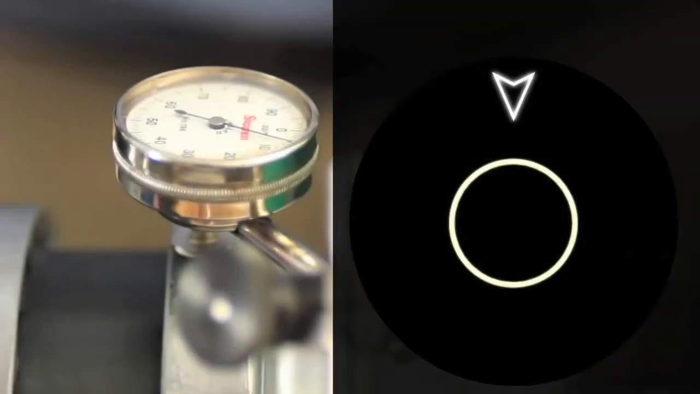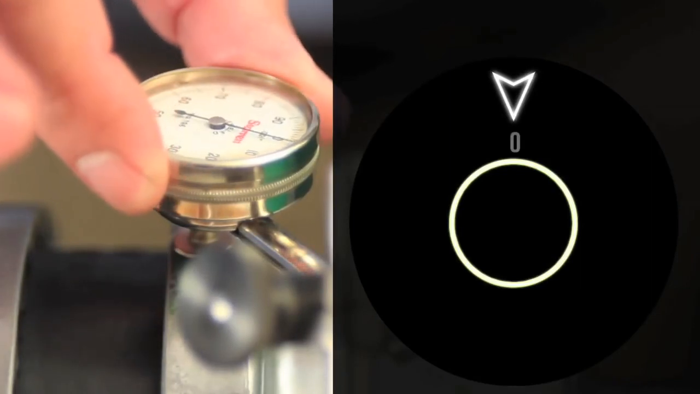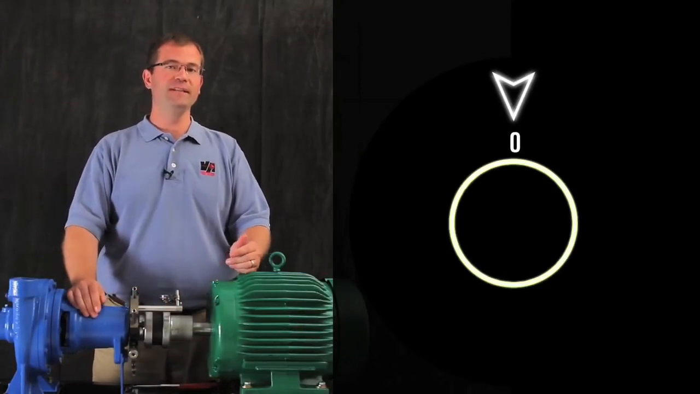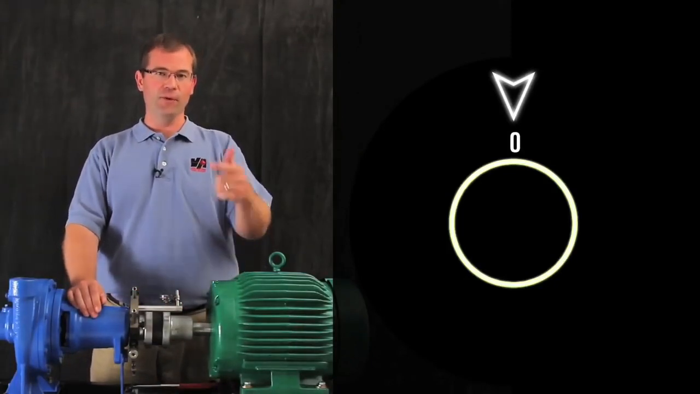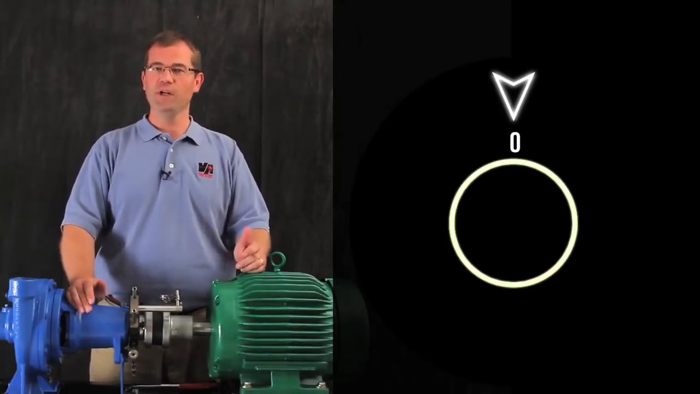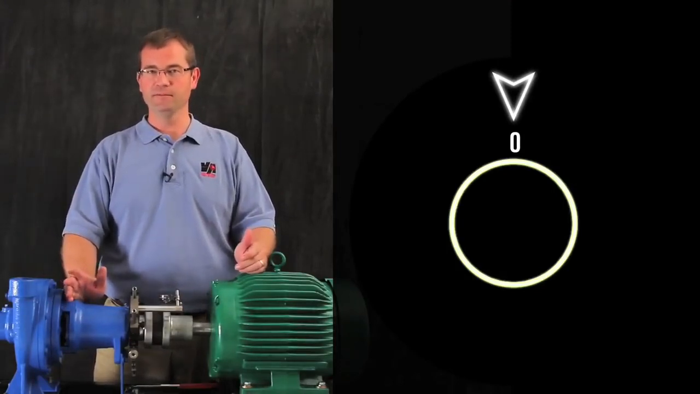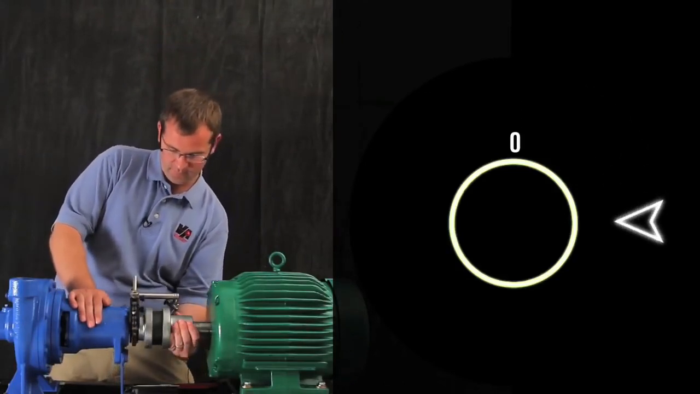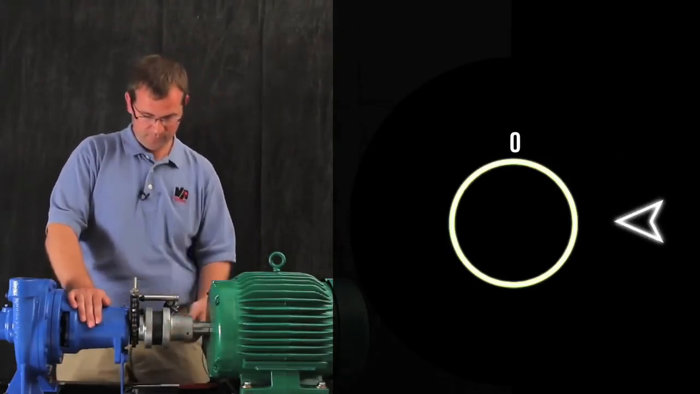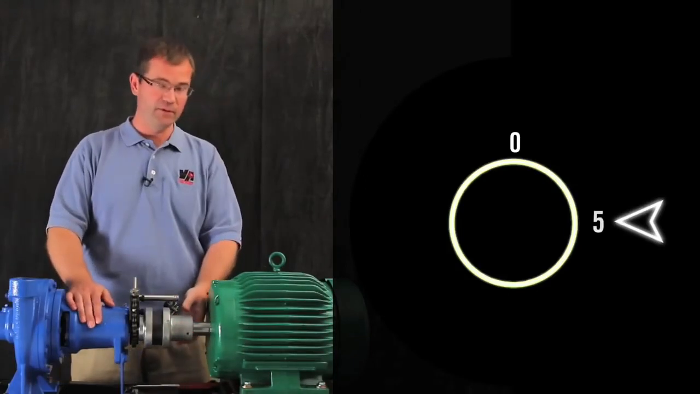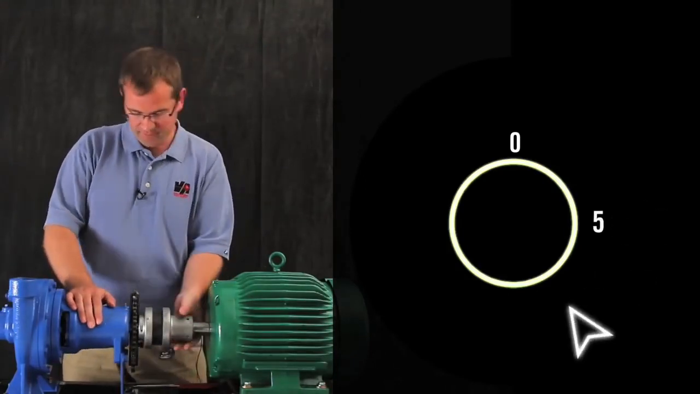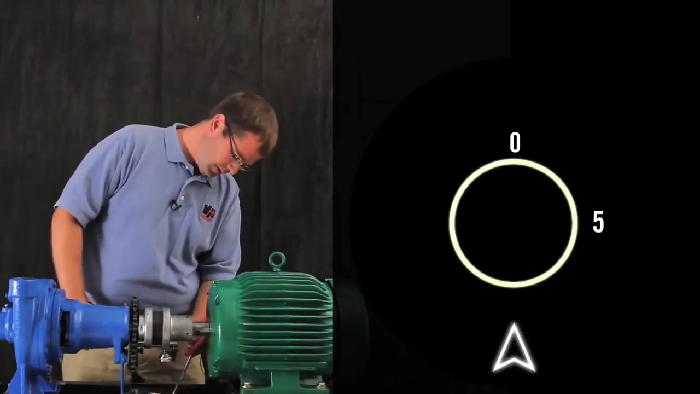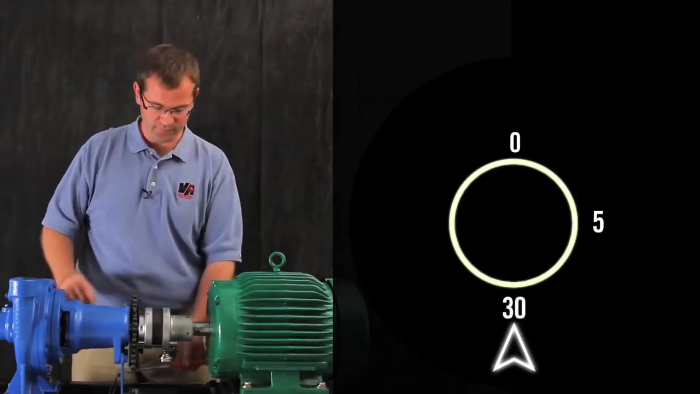Next, to introduce the validity rule, let's set the indicator to 0 at 12 o'clock. Now we're going to take readings every 90 degrees for the full 360 degrees. We call this taking sweep indicator readings. So first, let's get a reading at 3 o'clock. There, we have 5 mils. Now another 90 degrees down to 6 o'clock. And that value is 30 mils.